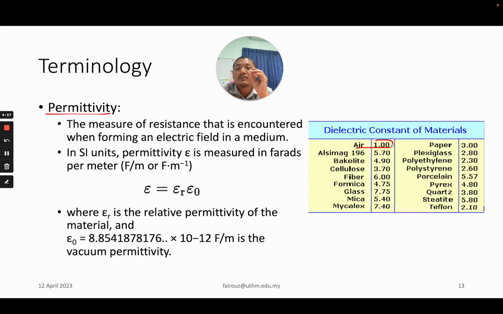Because the molecules in the air are free to move. But when we have molecules inside a solid insulator, for example glass, which is a very solid material, it is very difficult for the molecules to move around, to polarize. So that's why the permittivity is higher in solid material.